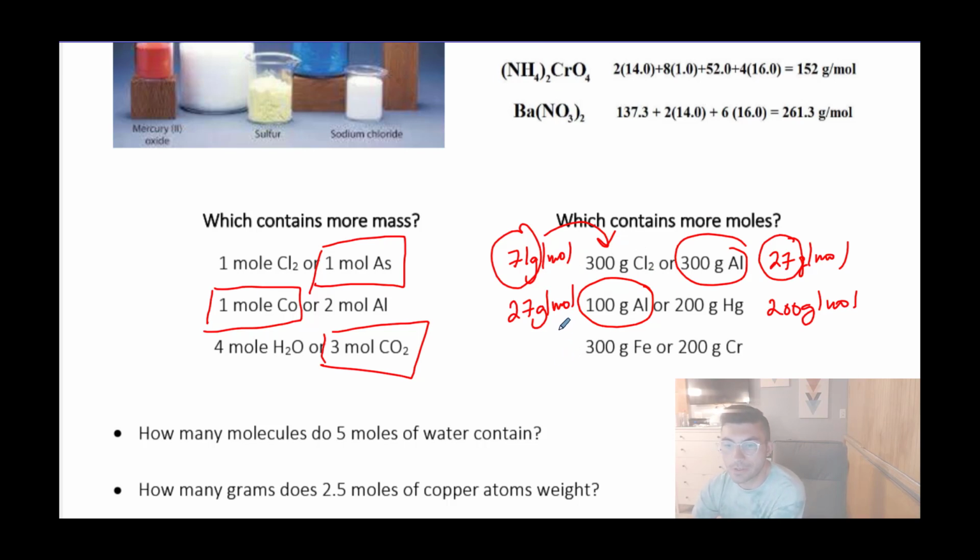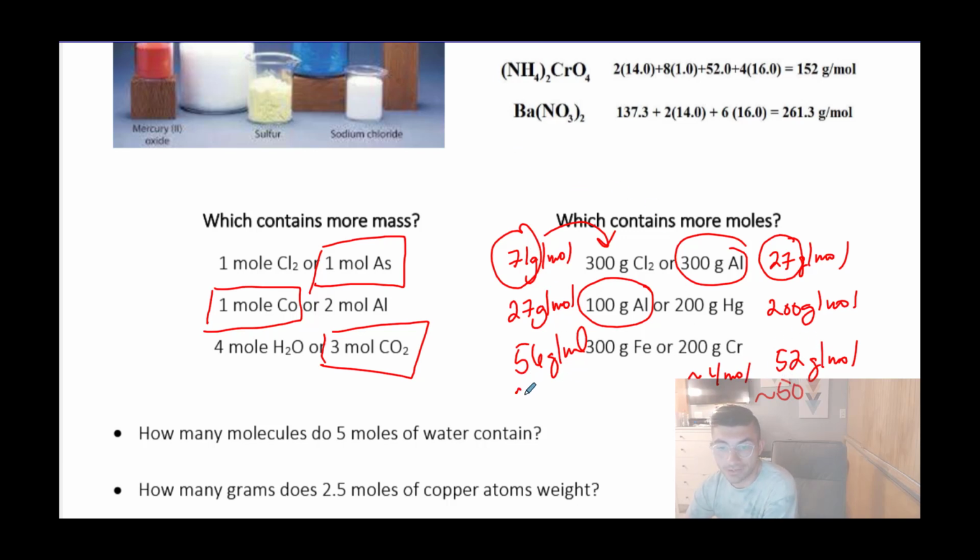And then our last example is 300 grams of iron or 200 grams of chromium. So chromium has a molar mass of about 52 grams per mole, and iron has a molar mass of about 56 grams per mole. So even if we round this off to 50 just to make our life easier, just for estimating purposes, 200 grams of chromium would be about 4 moles if each mole is about 50 grams, 52 grams.